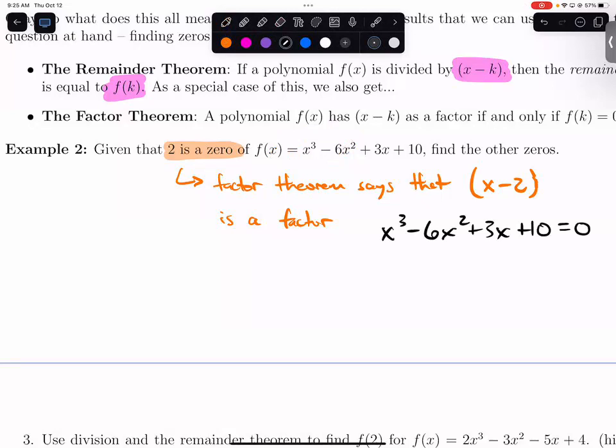Why can't we use any of the other stuff we know about solving that? It's cubic, so I don't have a good, concise little formula I can just plug everything into, right? Which means I got to go to my bag of factoring tricks that we talked about last week. Does this have any greatest common factors? No. Can I factor by grouping?